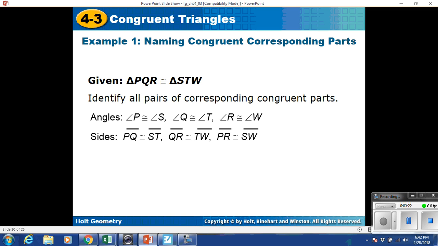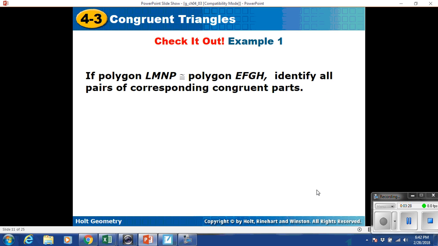Okay, it's pretty simple. Take a look at this one and see if you can get this one correct. On this one, you have a whole polygon, a quadrilateral, and they tell you this is congruent. They want you to identify all the angles and all the sides.